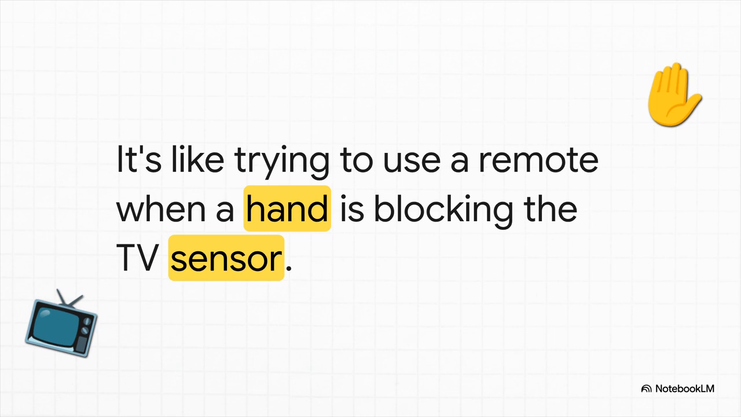I think this is the perfect way to picture it. It's just like trying to change the channel, but someone's hand is right in front of the TV's sensor. You're pushing buttons, the remote is working fine, but nothing is happening on the screen. That little focus indicator on a web page, that's the signal. And when something blocks it, you're basically navigating blind.